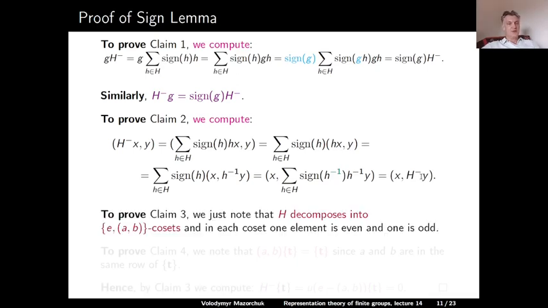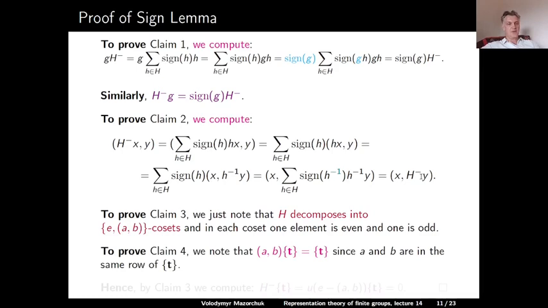To prove claim 3, we just note that the group H decomposes into the cosets with respect to the subgroup consisting of E and the transposition of A and B. So this is when the transposition of A and B belongs to H. And each coset has two elements, one of them is even and one of them is odd. So if we take the formula for H minus, we can split it into sums of elements from the cosets, and in each coset we can move E minus (A B) out.